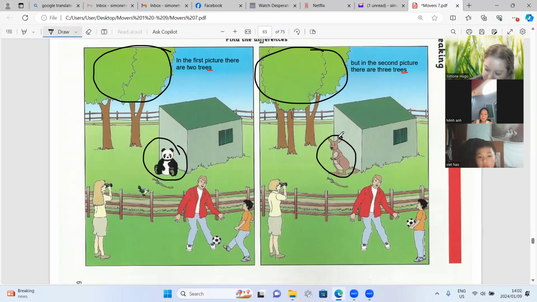The first picture, the panda is next to the house, but in the second picture, the kangaroo is next to the house.